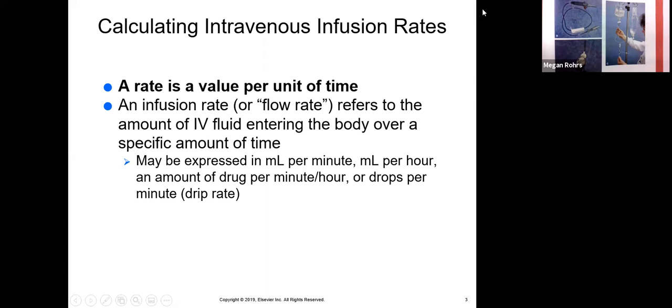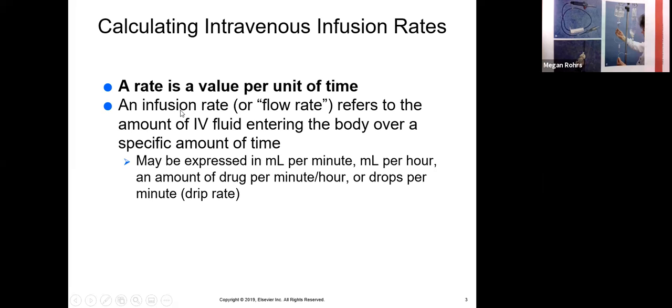So we're going to start out today with looking at infusion rates. So just in general, it's important to know that a rate is just any value per unit of time. So for example, we think about speed when we're driving our car. Speed is a rate. We measure that in miles per hour, okay? So infusion rates are the same way.